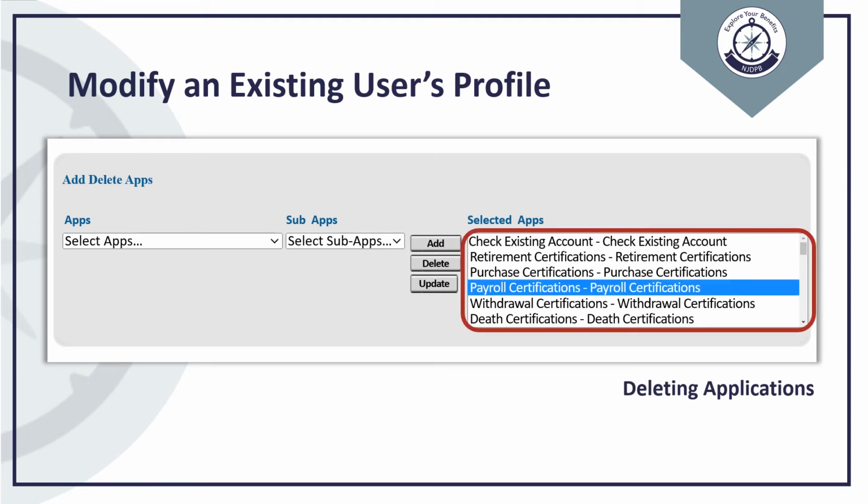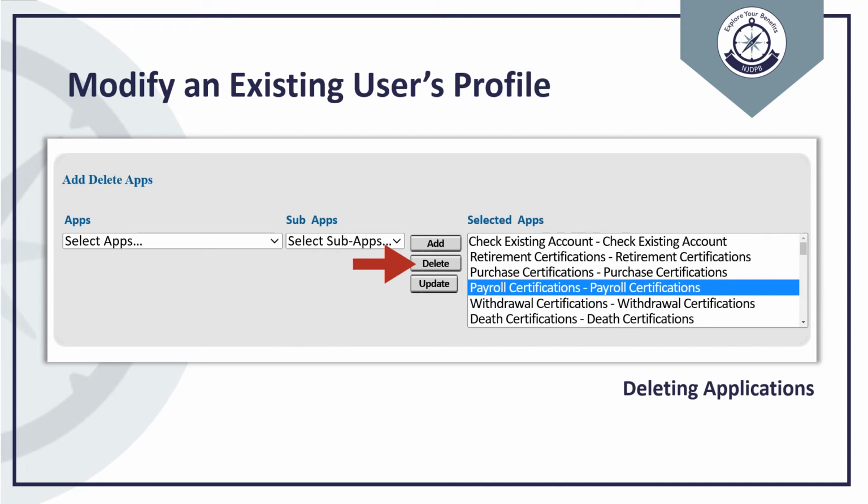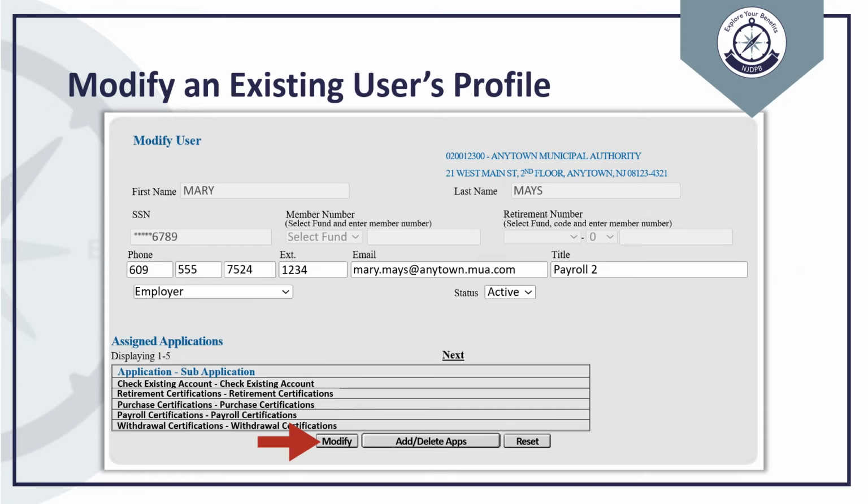To remove an application from an Epic user's account, highlight the application in the Selected Apps column, then click the Delete button. When you have finished, click the Update button. After clicking the Update button, you will be directed back to the Modify Users screen. To save the changes you have just made, click the Modify button.